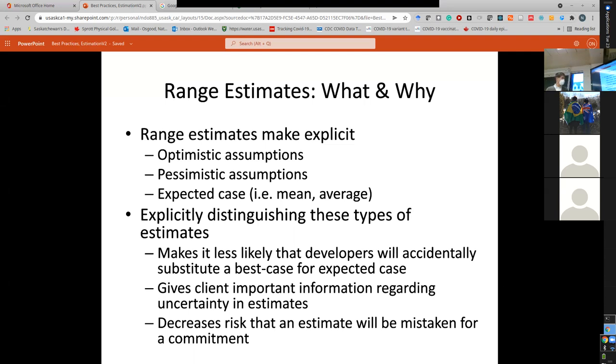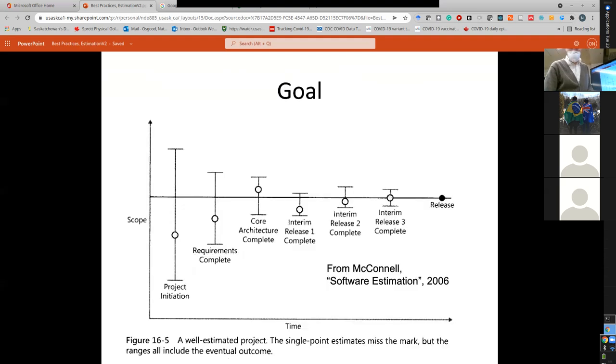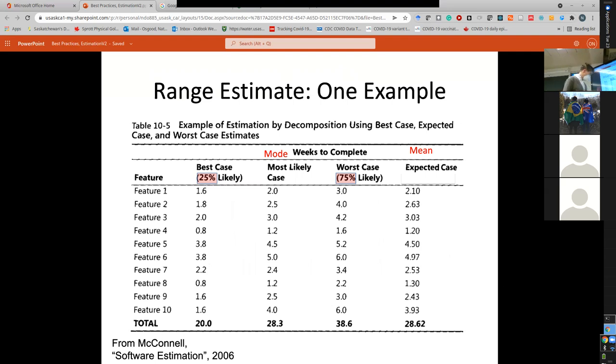So range estimates are designed to make explicit optimistic and pessimistic assumptions. And often we have an expected case. This is a good thing. And I argued last time in my closing remarks on that part of the discussion that you can have features, and you can list a best case and a worst case and a most likely case, and then the expected one. This is the single most likely value. This is kind of the mean, and this is the best and the worst. And you can define these in different ways.